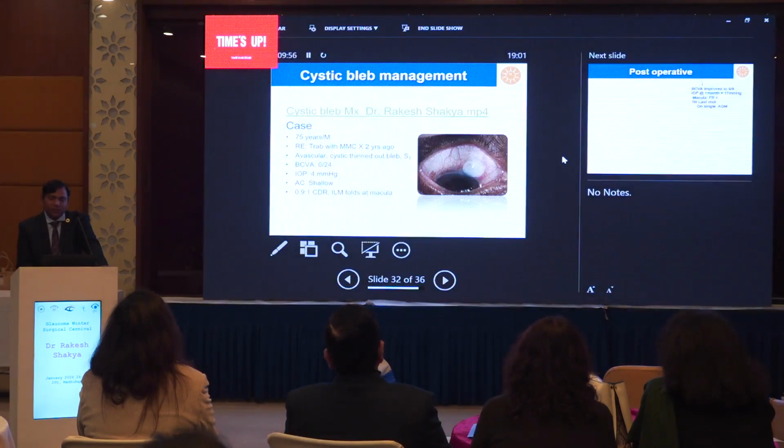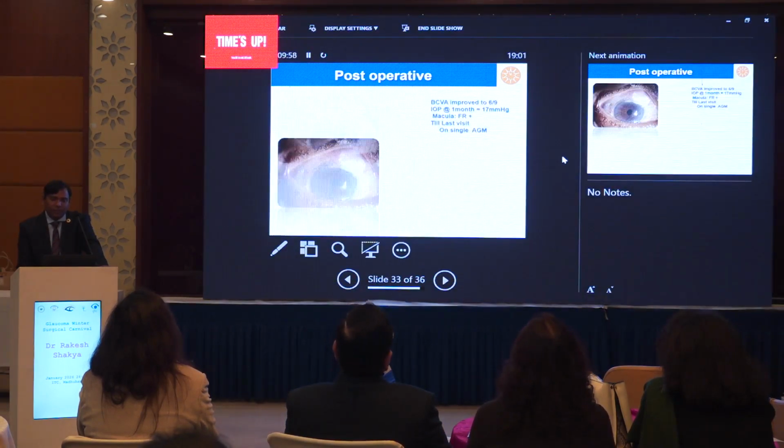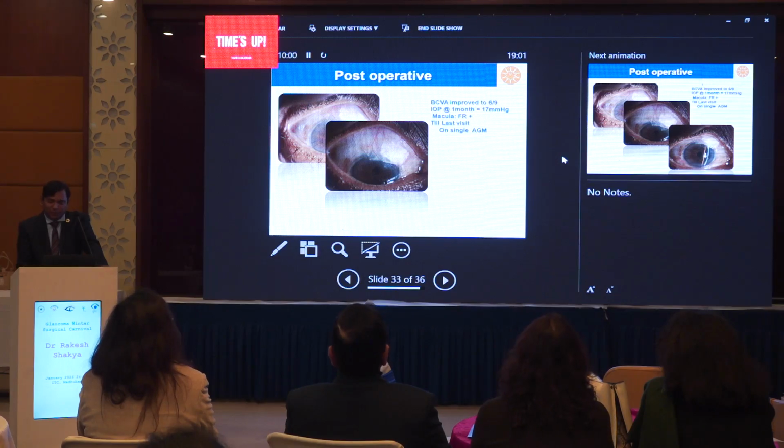So this patient is also doing very well. I followed this patient for about 4 to 5 years. The patient is well controlled, and till the last visit there was a single AGM.